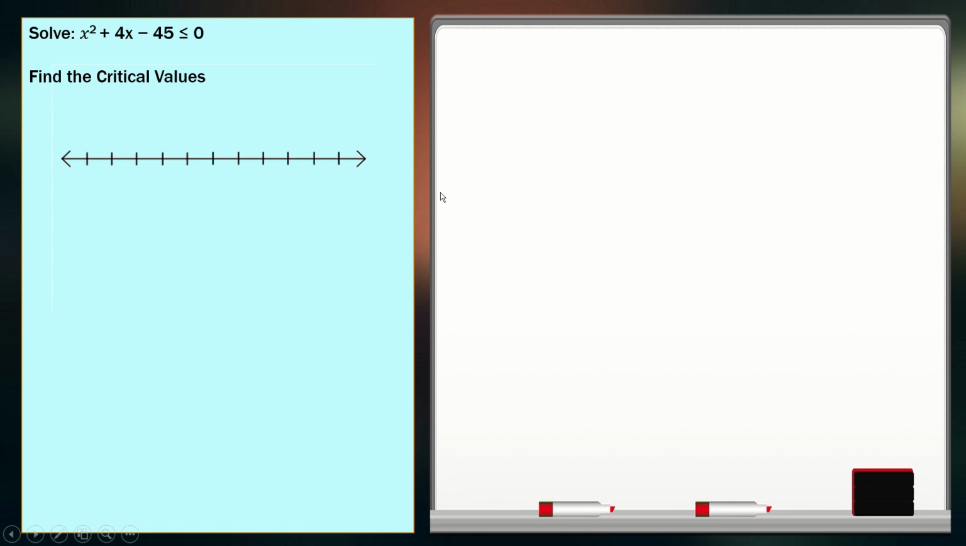Okay, let's now solve the following problem. Suppose we're going to find the solution set of x squared plus 4x minus 45 is less than or equal to 0. Our first step is to make sure that the quadratic inequality is written in standard form. So based on our example, it is already in standard form.